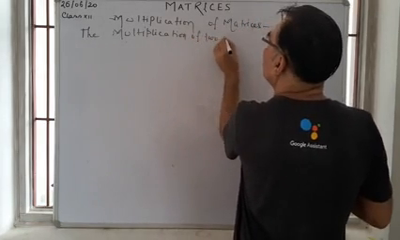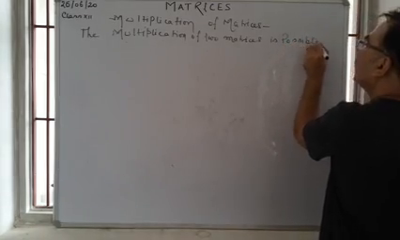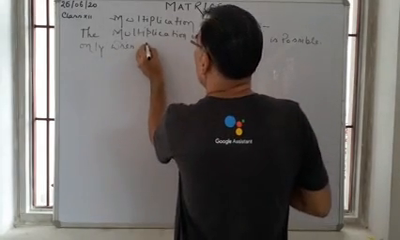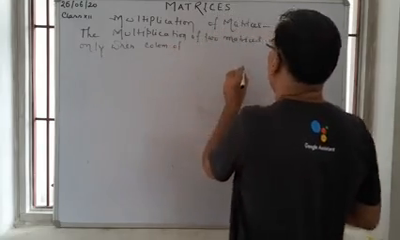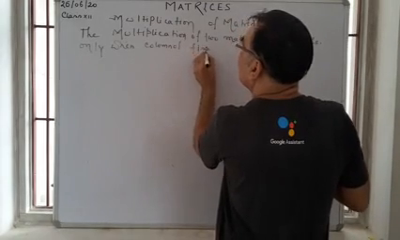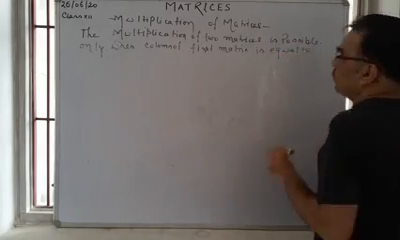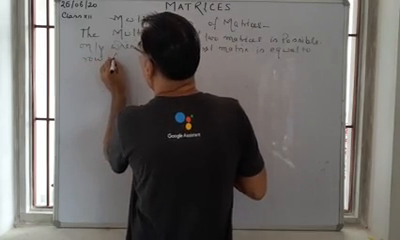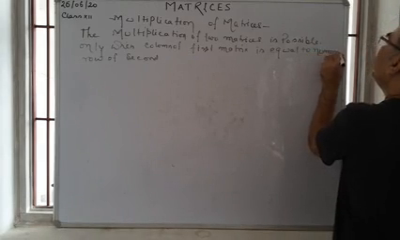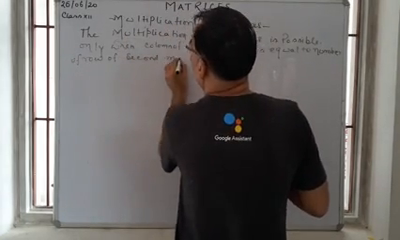So the product, the multiplication of two matrices is possible only when the columns of the first matrix are equal to the number of rows of the second matrix.